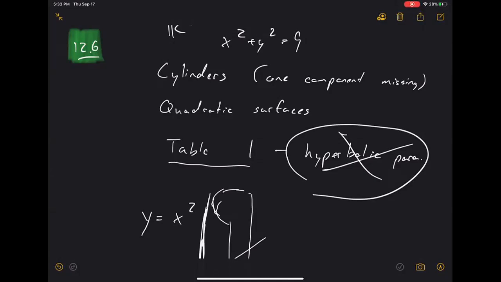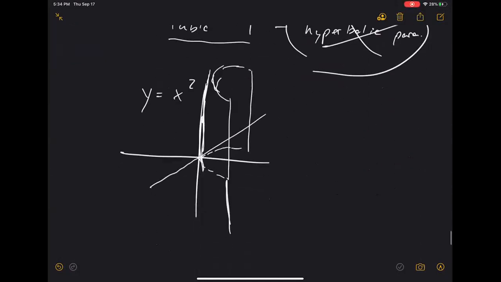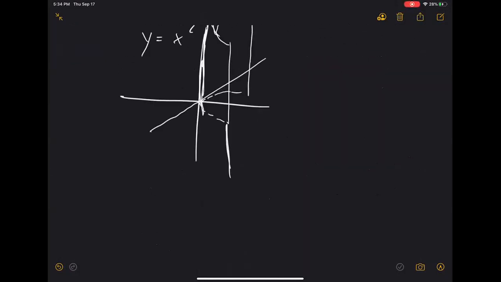I don't think there's too much to 12.6 other than drawing those shapes. So it's just about knowing your level curves, or being able to draw your, I call them traces, and figuring out how to put them together. Okay. Let's see, problems from 12.6. I would say anything up through 38.